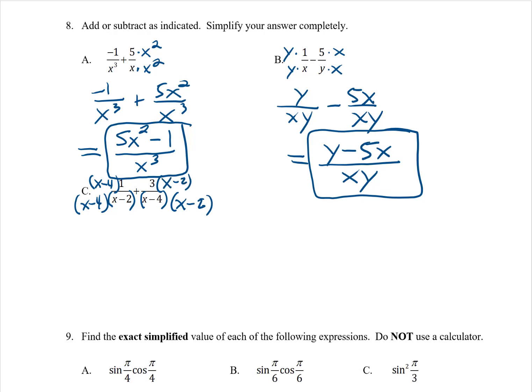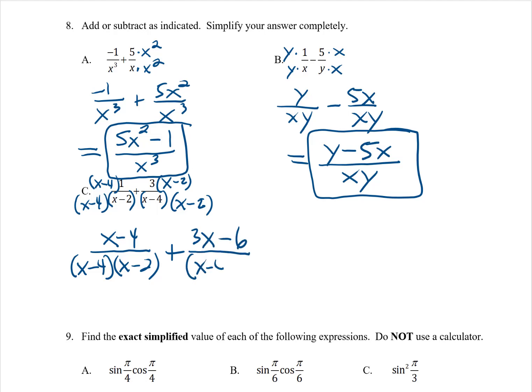Now, parentheses on the top are not helping me any because those are the pieces that are about to get merged in. So let's get rid of those. X minus 4 times 1 is just x minus 4. The bottom, I have x minus 4, x minus 2. And then on the other one, 3 times x minus 2 would be 3x minus 6. And the bottom, x minus 4, x minus 2. The bottoms match, and so that means I can go ahead and add up the tops.